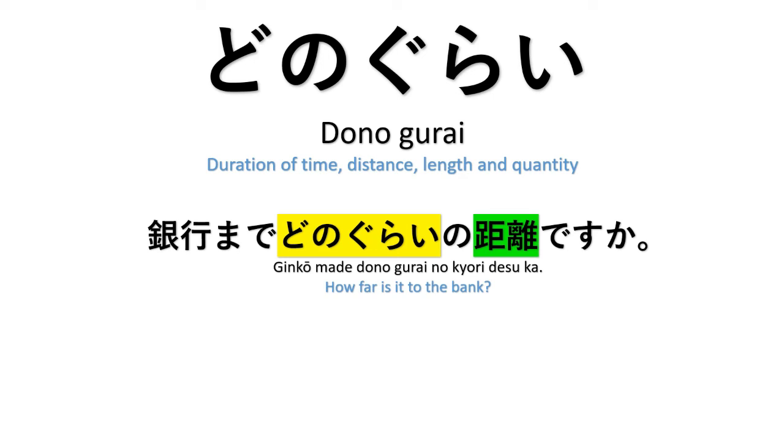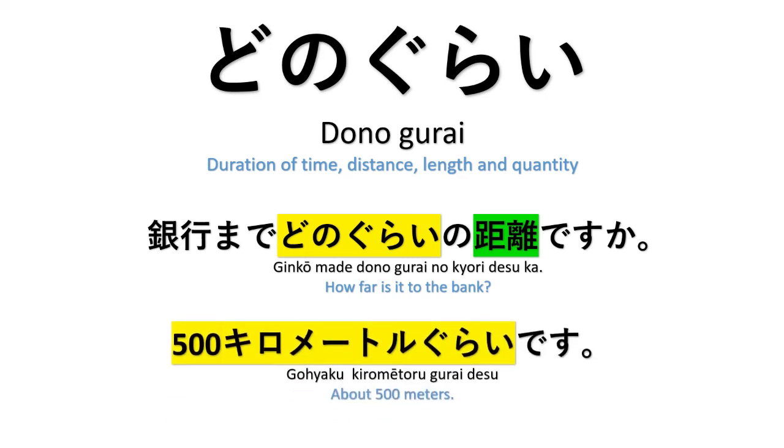銀行までどのぐらいの距離ですか？Ginko made donogurai no kyori desu ka? How far is it to the bank? So here, as you can see, we added the word kyori, which means distance, to donogurai. So this is more a specific question. How long is the distance? Okay. Donogurai no kyori. How long is the distance to the bank? 500メートルぐらいです。About 500 meters.